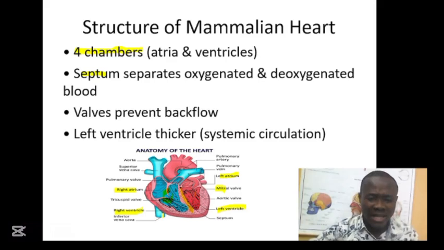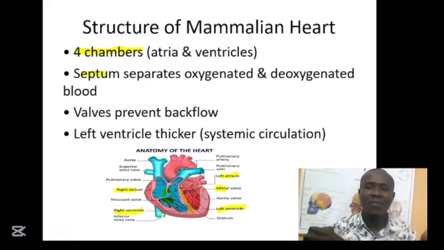Now, when this blood enters the heart, it has a pathway that it has to follow, which we will talk about in the next slide.